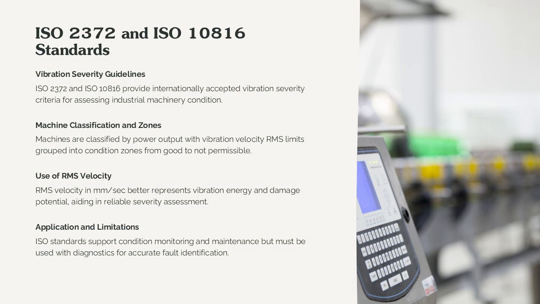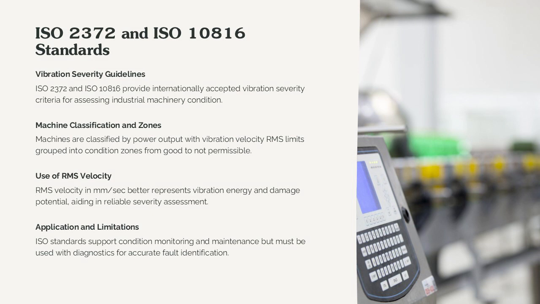ISO 2372 and its successor ISO 10816 are internationally recognized standards that provide vibration severity guidelines for evaluating the condition of industrial machinery. These standards were developed to address the shortcomings of earlier approaches by incorporating machine size, power rating, and operating speed into vibration acceptance criteria. ISO 10816 classifies machinery into different groups based on power output, such as machines below 15 kilowatts, between 15 and 75 kilowatts, and above 75 kilowatts.